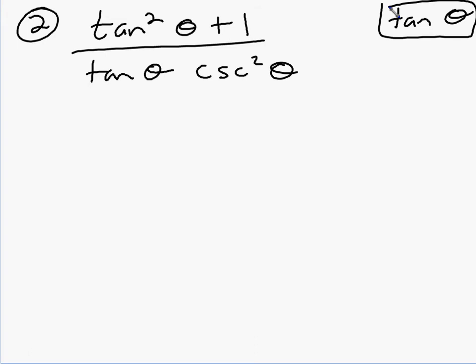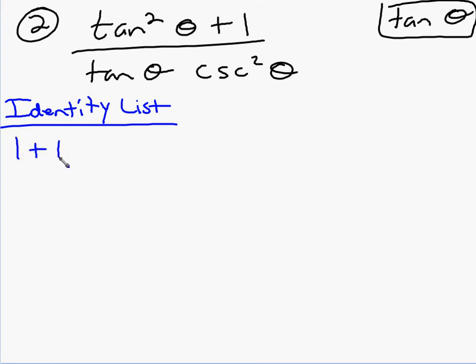Well, let's come over and make an identity list because we've got several things going on here. One identity that we have not written up here yet is on your identity page, and it is this one: 1 plus tangent squared x equals secant squared x. That's an identity we haven't used yet, but it's on your list. That is a truth statement, so the left and right side are interchangeable.